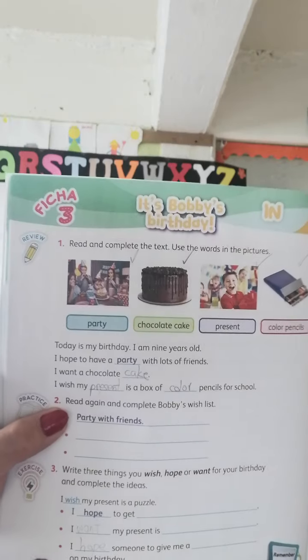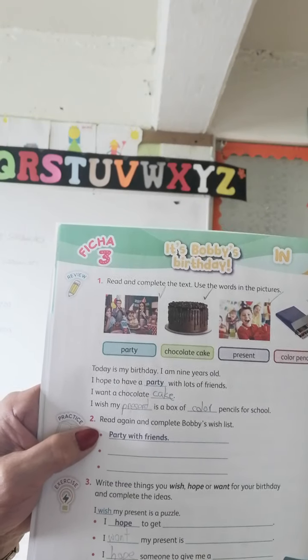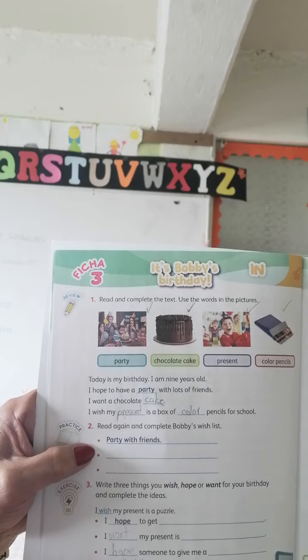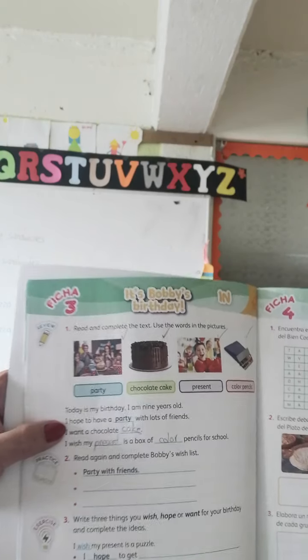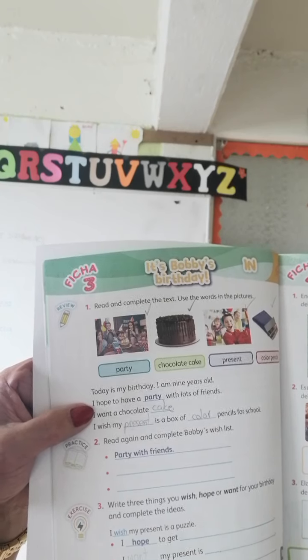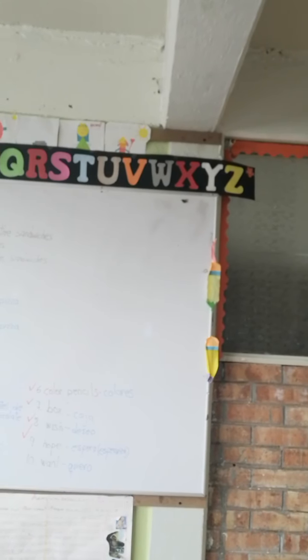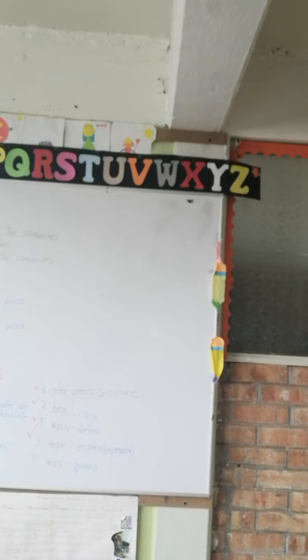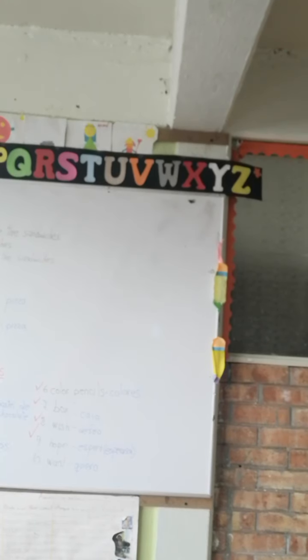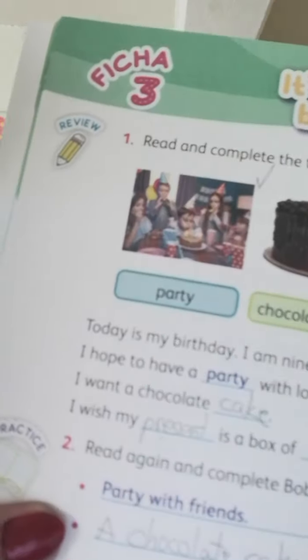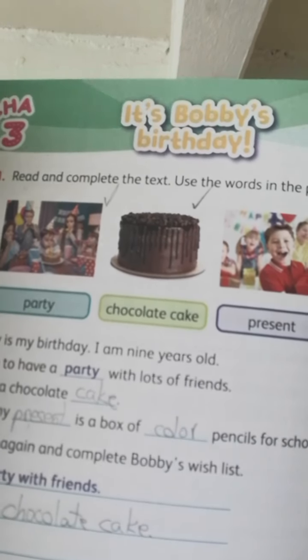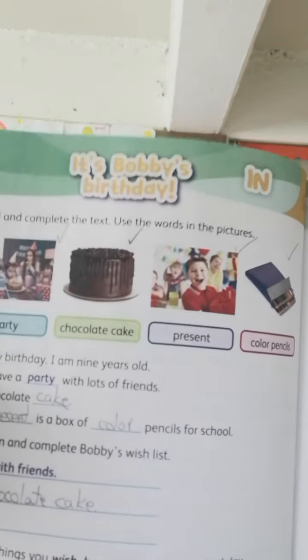Okay. What does he want? A party with friends. Aquí, here it says. A party with friends. What else in the number two? Check. What? A chocolate cake. Excellent. You are going to write here on the line a chocolate cake. Okay, I'm going to show you a chocolate cake. Okay, I have here my answer. Can you see? A chocolate cake. Here it says.